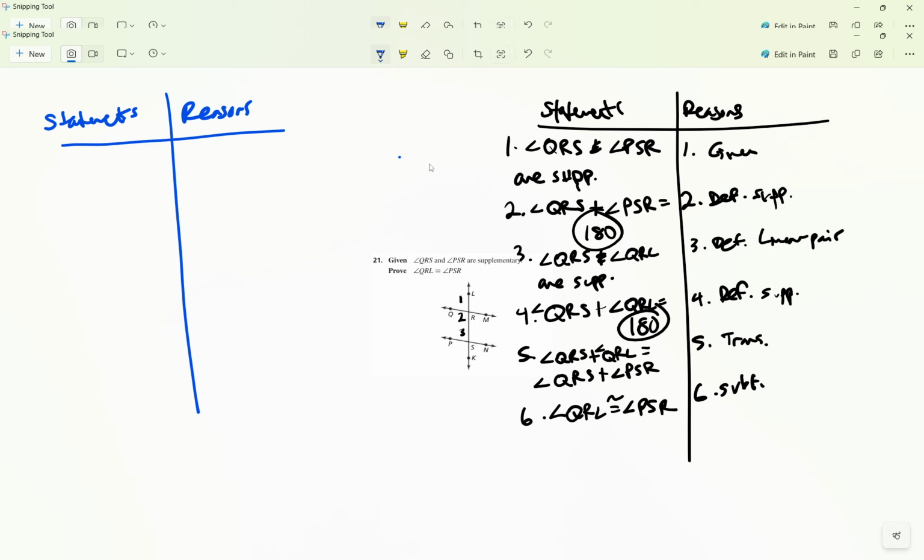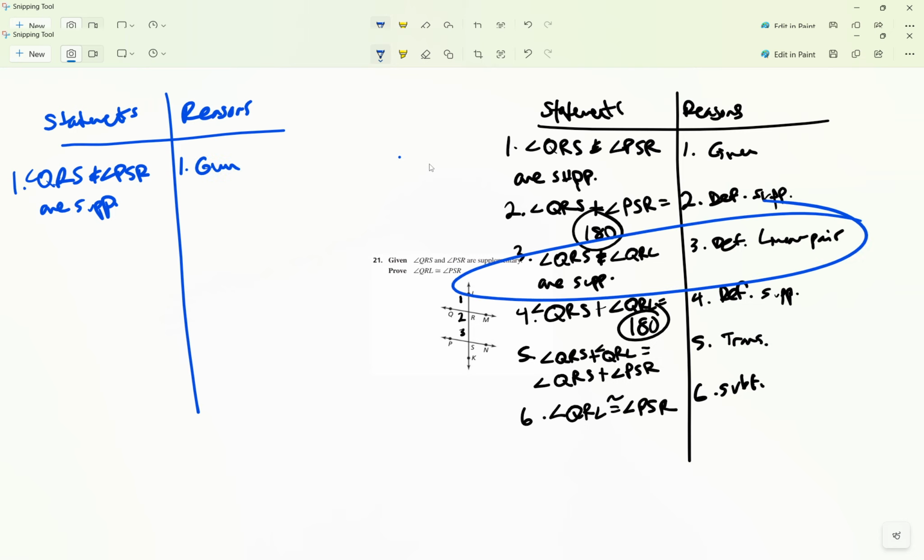Okay, I get to rewrite. That sucks. Okay, angle QRS and PSR. And you guys, if you want to write this, it's fine. Supplementary. That's given. Now, I'm going to use this guy right here. Angle QRS and angle QRL are also supplementary because of the linear pair.